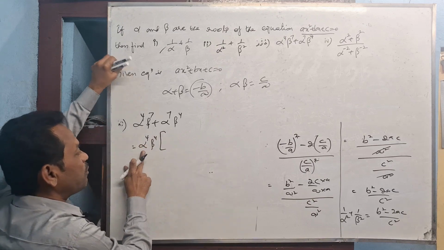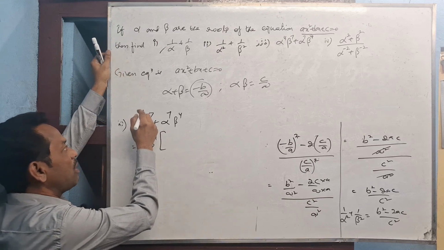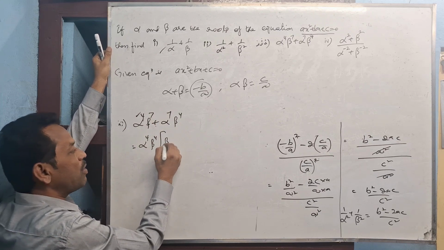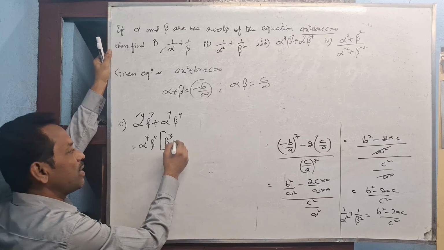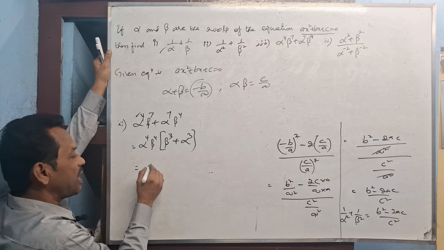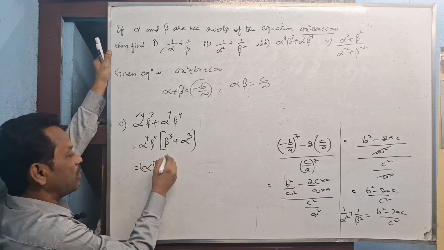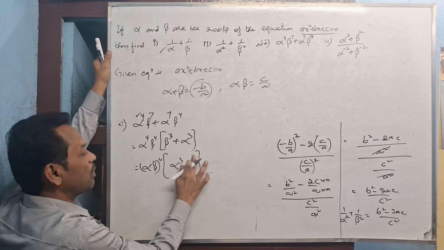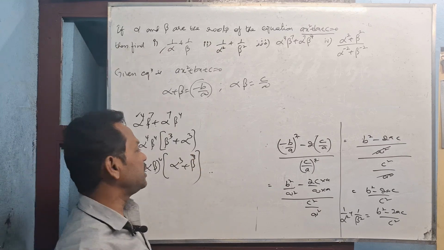So alpha power 4 common. So this is gone, this is gone, and from this we have taken alpha power 4. So you'll get here beta cube, plus here you get alpha cube. So that means you can write this as alpha beta whole to the power of 4 into alpha cube plus beta cube. Okay, children, hope you have understood this step.